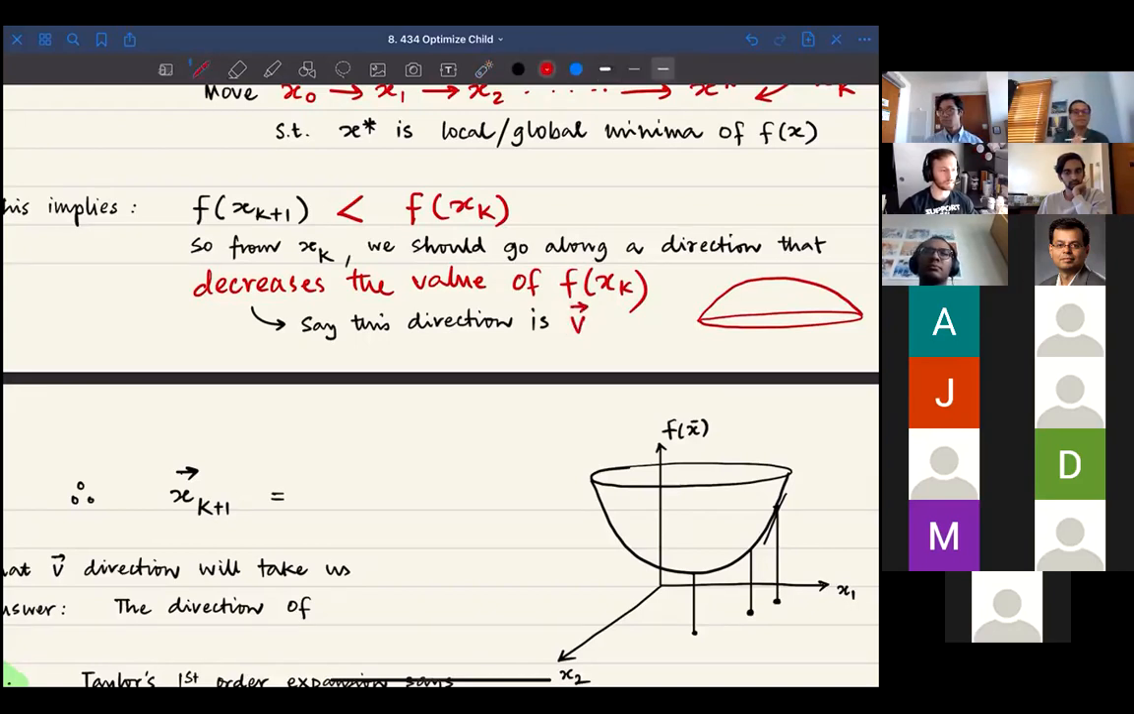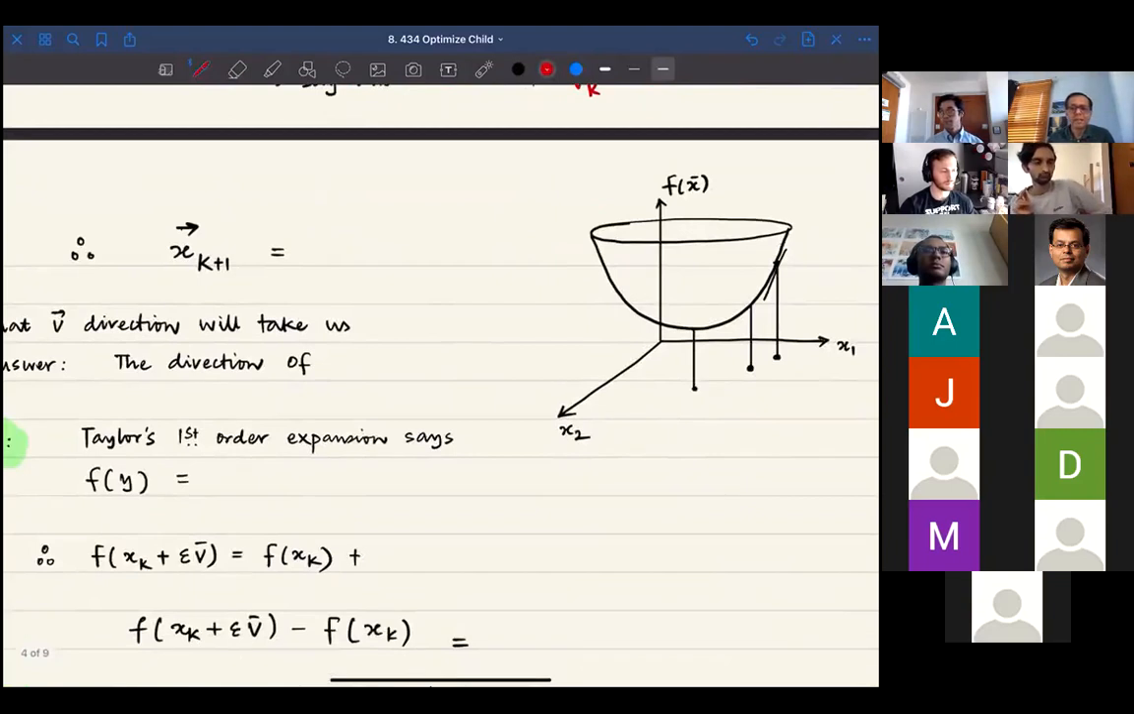That's a vector. Let's call it Vk, because at the kth step, the best direction in which I should go down is Vk. Okay, good. Let me erase this one. So then, what is xk plus 1? Xk plus 1 is nothing but xk plus Vk. Make sense?